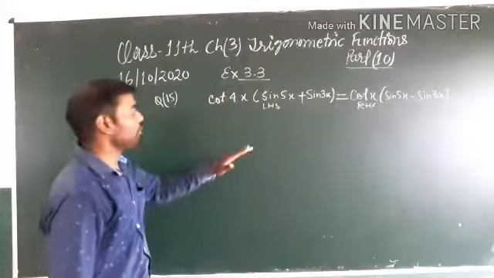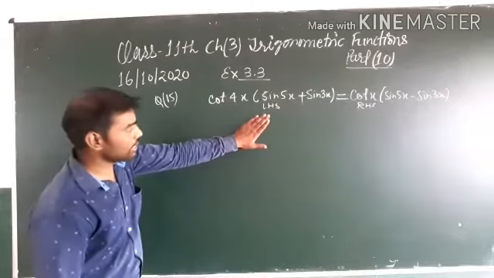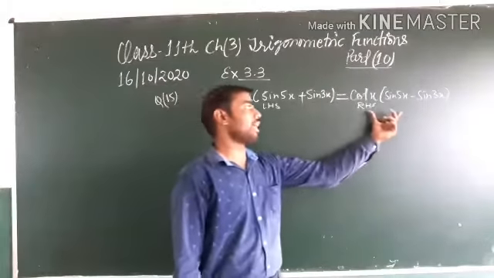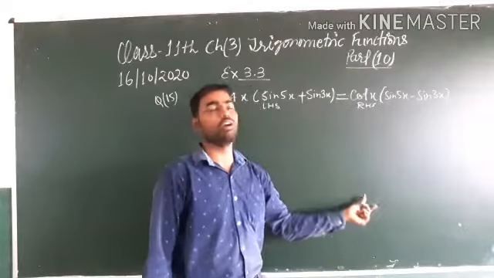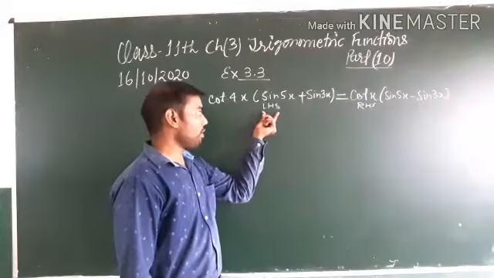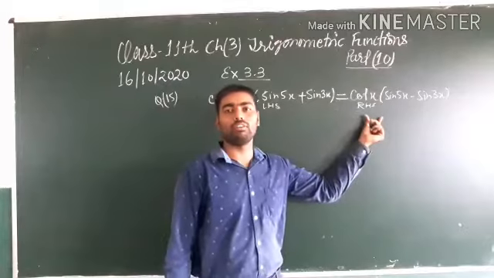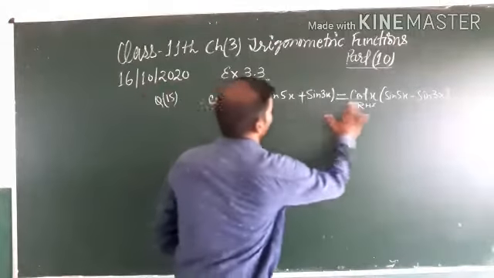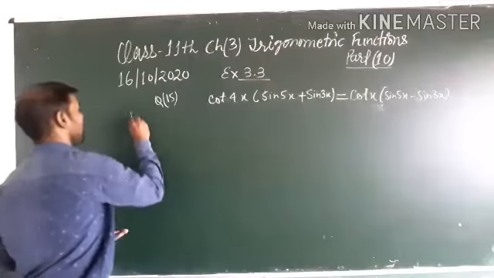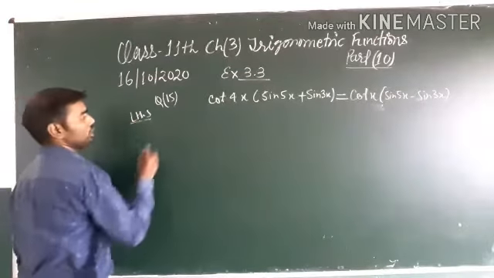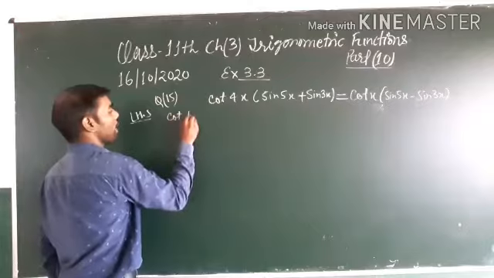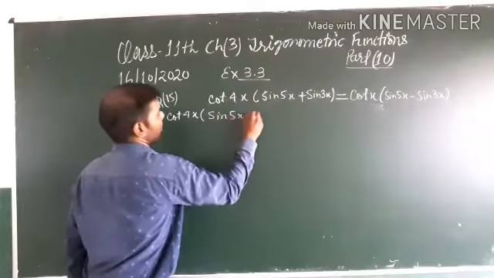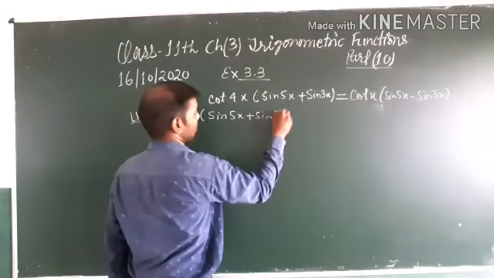First of all we solve the left hand side and get its value, and further we solve the right hand side and get another value. So the value of the left hand side and the value of the right hand side are equal to each other. So we solve the left hand side. The question is given: cot 4x into (sin 5x plus sin 3x).